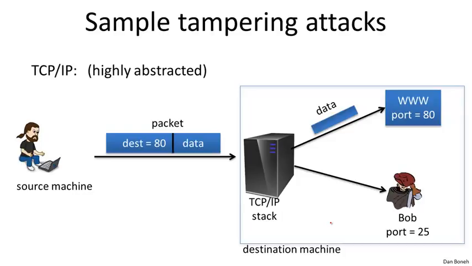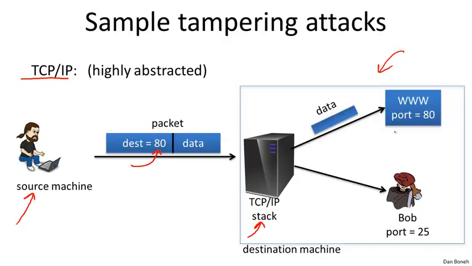So let's look at an example from the world of networking. In particular, let's look at TCP/IP. I'm going to use a highly simplified version of TCP/IP just so we can quickly focus on the attack and not get bogged down by the details. Here we have two machines communicating with one another. A user sits at one machine and the other machine is a server. The server, of course, has a TCP/IP stack that's receiving packets, and then based on the destination field in those packets, it forwards the packets to the appropriate place.